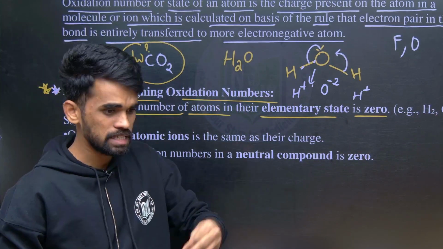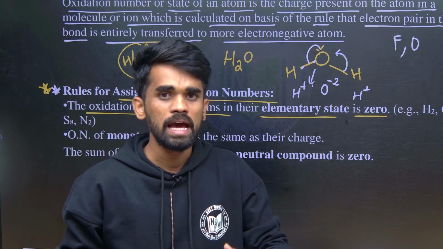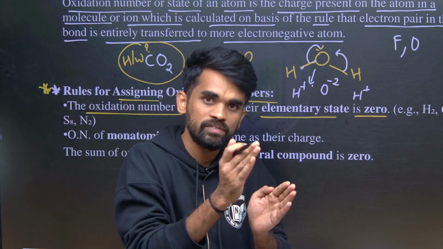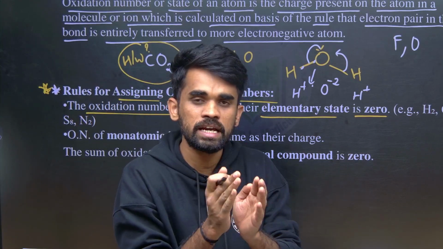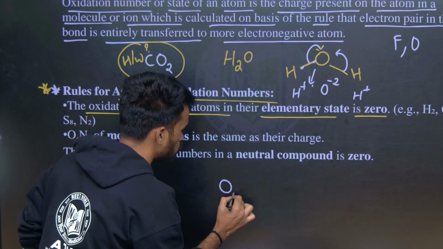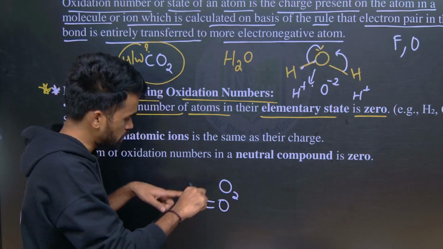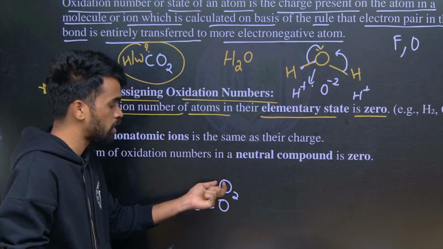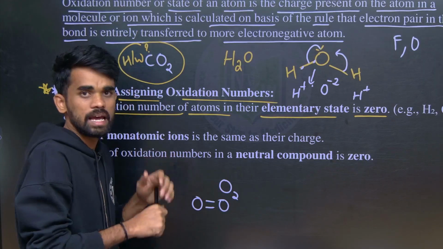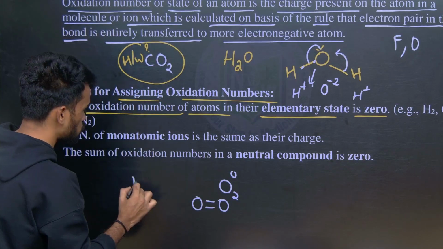And some elements exist in their polyatomic form. For example, phosphorus exists in P4 form and sulfur exists in S8 form. So whenever an element is combined with itself, the oxidation state for those elements will be considered to be 0. For example, here I am writing O2. Now oxygen is combined with itself, right? So this is the standard elementary state of oxygen. Whenever you take any element in its elementary state, its oxidation state will be considered to be 0.